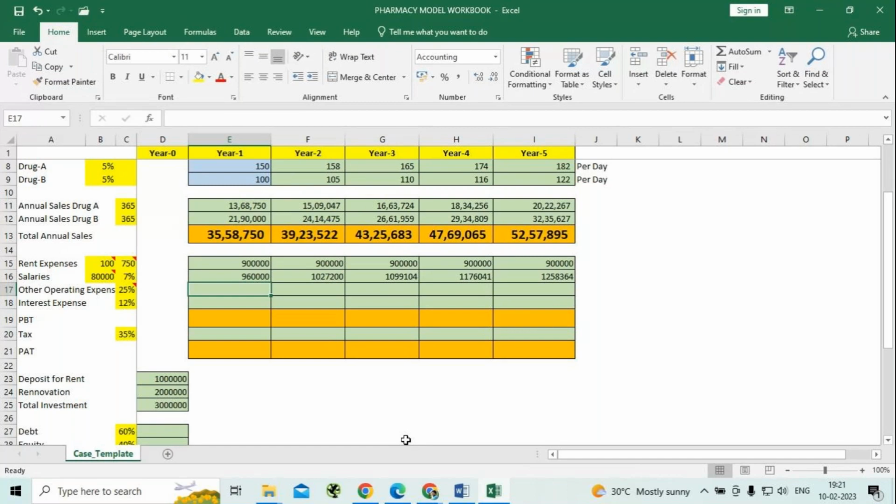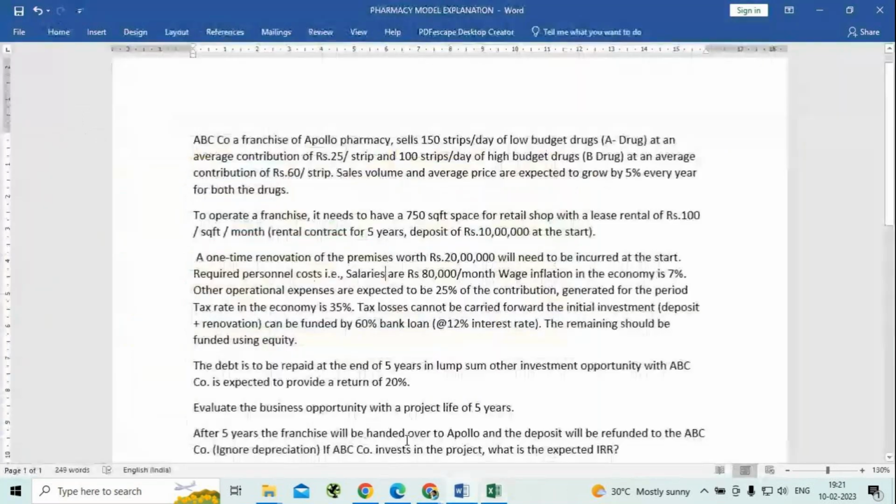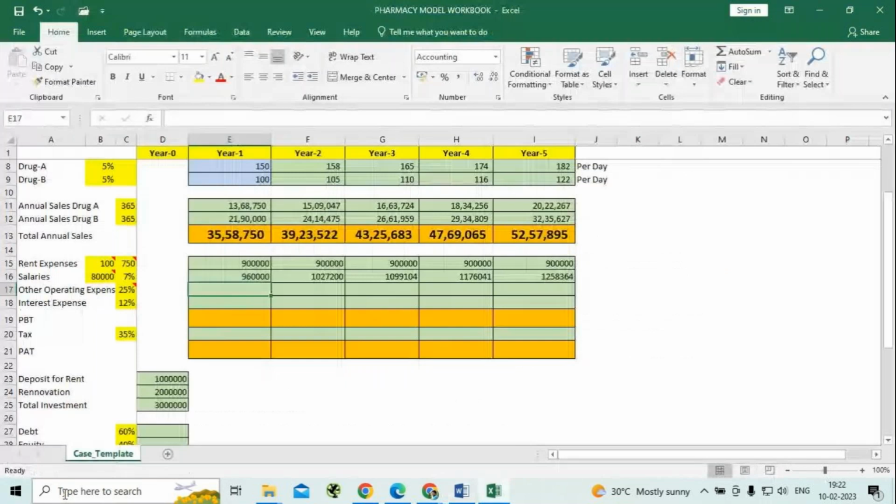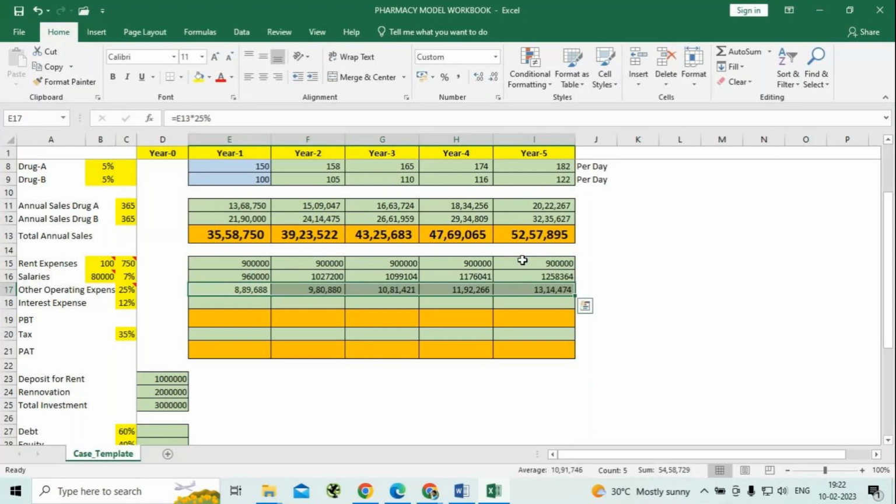Next, other operating expenses. The next line says other operational expenses are expected to be 25% of the contribution generated for that period. So whatever you have generated, that is your annual sales value, on this a 25% operational cost has to be applied. So multiply the annual sales value of that year by 25%. This is the operating expenses value.